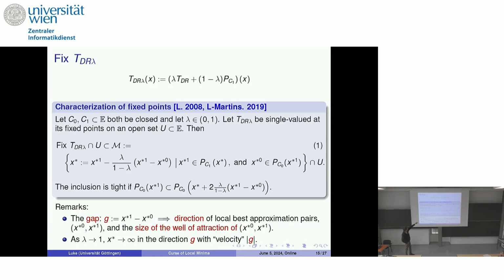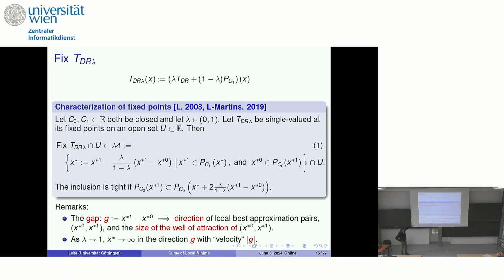With Anna Martens, I characterized the fixed points for the case of one convex set and a prox-regular set, and then with Anna Martens in 2019, we got the full non-convex characterization of the fixed point sets. Now this is non-convex, so I'm restricting the fixed point sets to some neighborhood U, and it's characterized by these shadow points of the fixed points of the relaxed Douglas-Rachford operator. This is an inclusion, but it's tight if this condition holds.